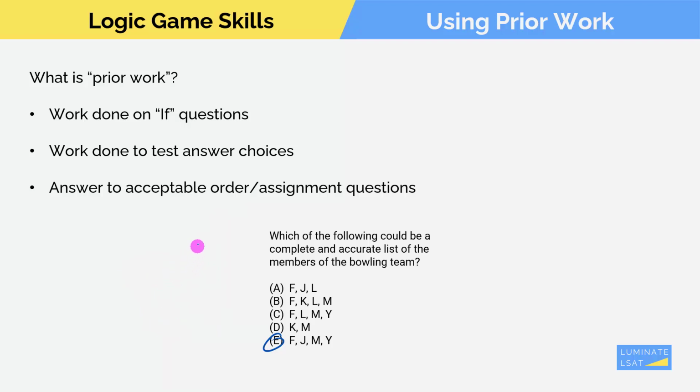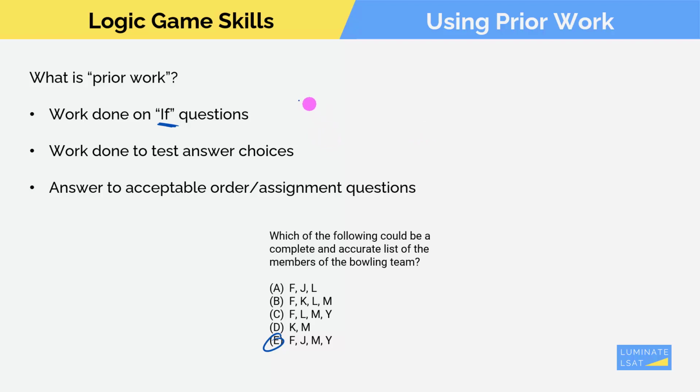Now, another thing that a lot of people will do to help solve games efficiently is after doing the first question of the game, which is usually one of these acceptable order or assignment questions, they will then do all of the if questions first before going back to the non-if questions. That's because the questions that are not if questions can often be fairly difficult, especially if you didn't make the right inferences up front. And having a bank of prior work from these if questions, some of which number-wise may have come after the non-if questions, can be useful for solving those non-if questions.